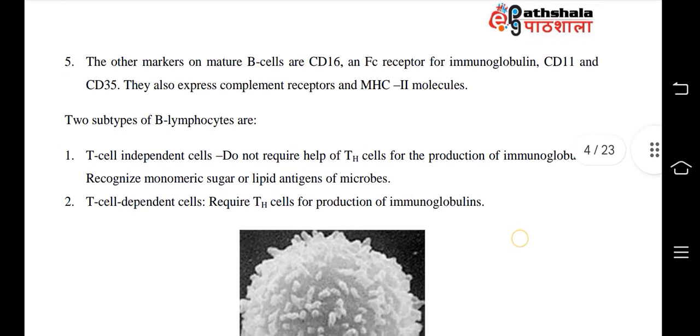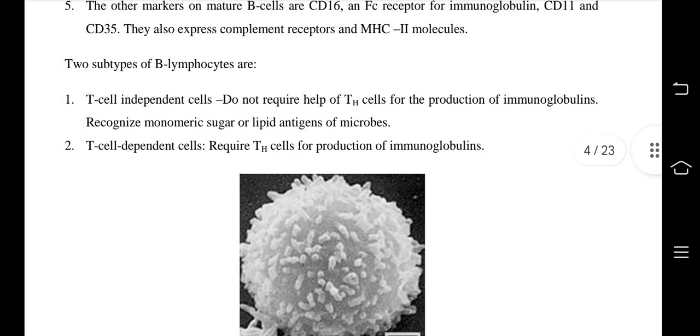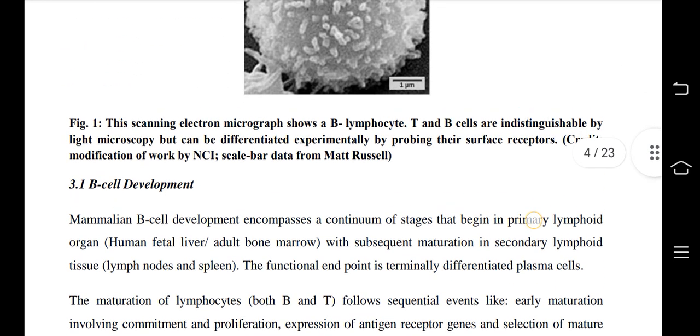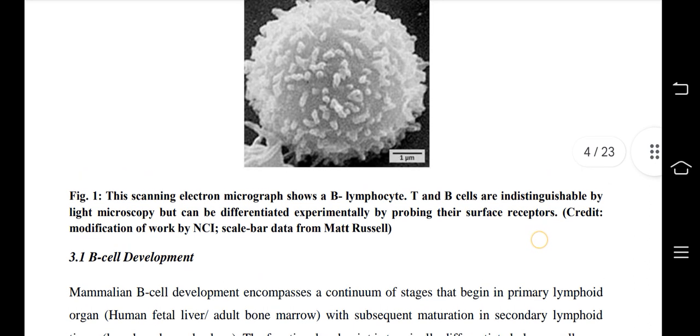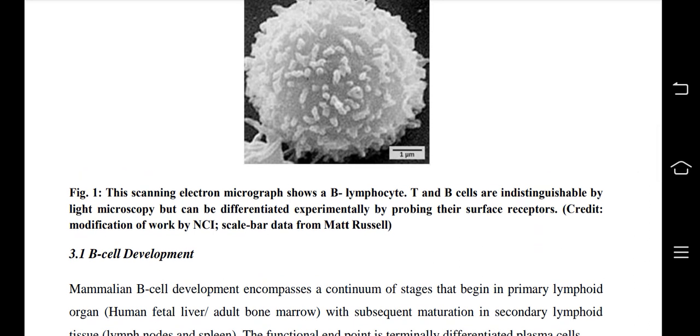Two subtypes of B lymphocytes are T cell independent cells, which do not require help of Th cells for the production of immunoglobulins and recognize monomeric sugar or lipid antigens of microbes; and T cell dependent cells, which require Th cells for production of immunoglobulins. The scanning electron micrograph shows a B lymphocyte. T and B cells are indistinguishable by light microscopy, and can be differentiated experimentally by probing their surface receptors.